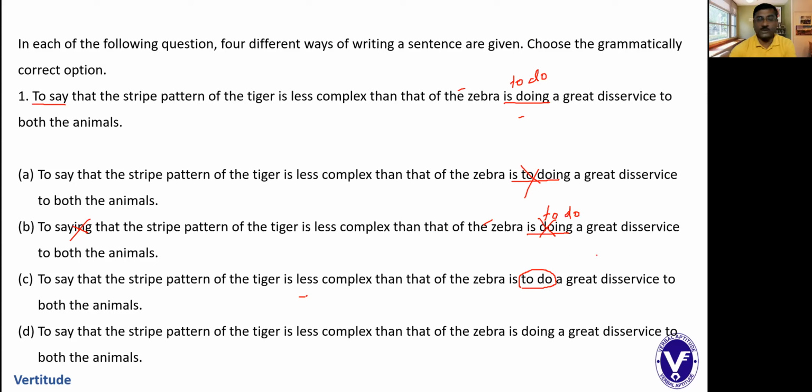Now, let's check the next one, is doing. Again, it says to do and is doing. So we eliminate this. So we have eliminated 3 and we are left with only 1, because here it says to do, here it says to say, and this says to do. That's why both these sentences are parallel, right? Both these sentences are parallel structure. The construction is parallel. So we call it a correct sentence or a parallel structure. Next.